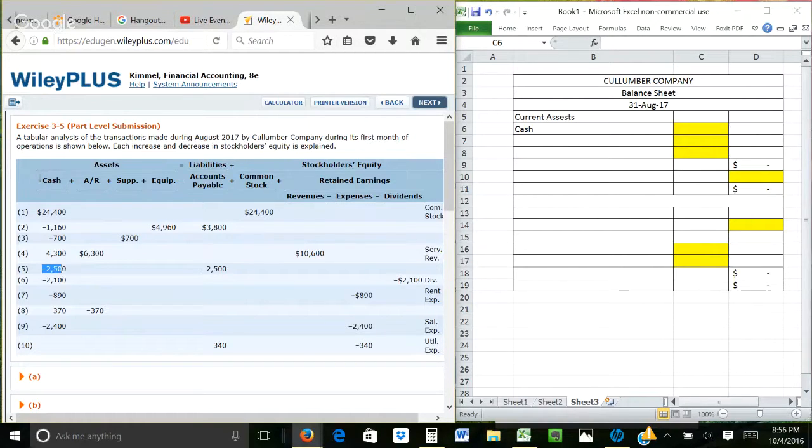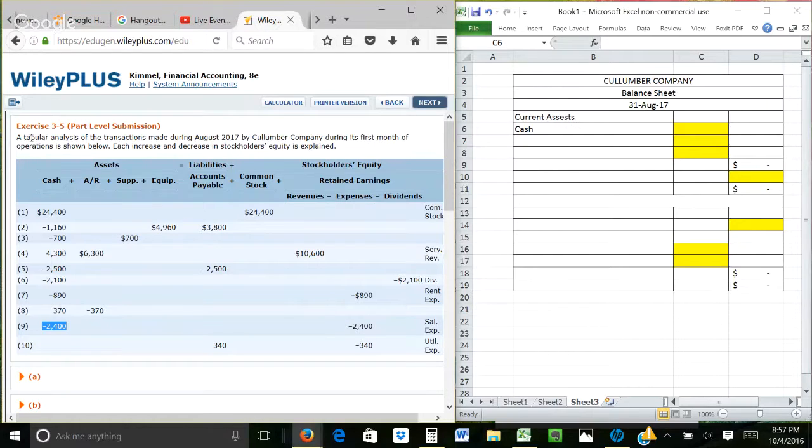So that's $2,500 less cash. So we're going to continue to subtract that. This one was the rent expense of $2,000, or excuse me, it looks like the dividend. This is paying for the dividends that we had in the retained earnings. And then subtract $890 for the rent expense, add $370. It looks like that's for an accounts receivable that we were finally paid. And then subtract $2,400 for a salary expense for paying wages.